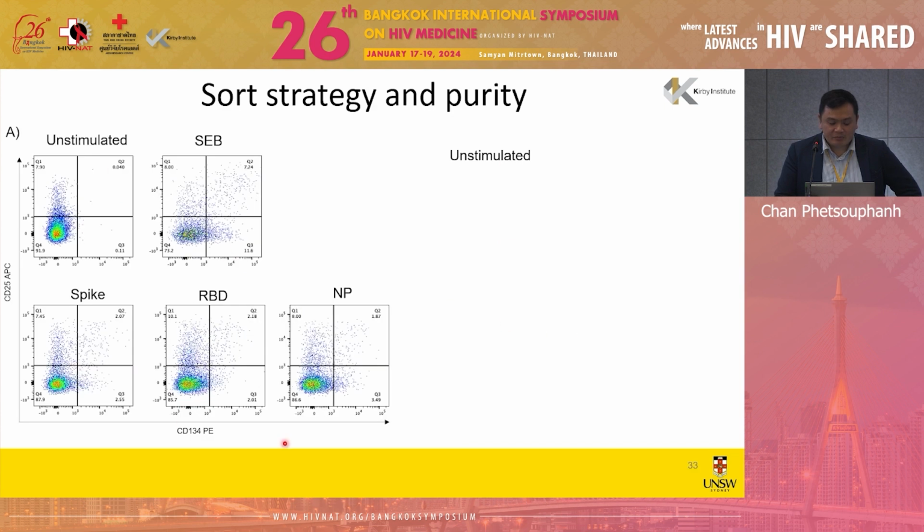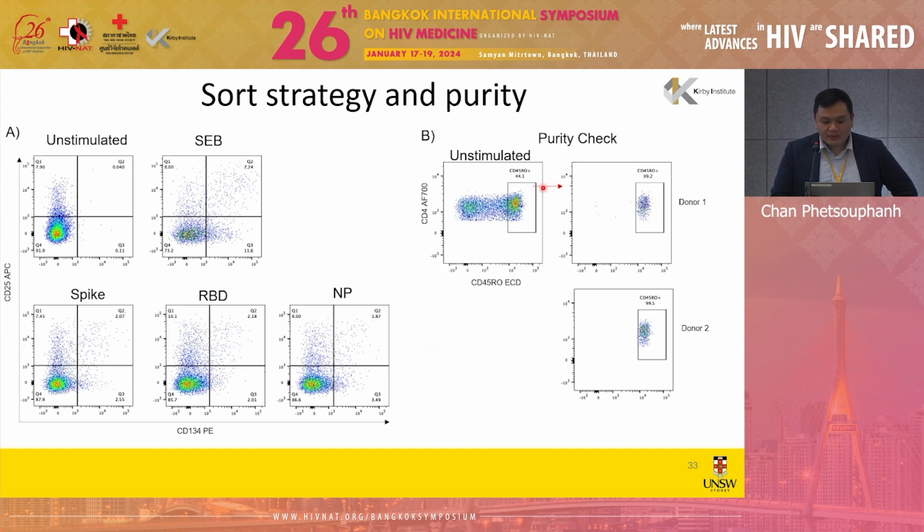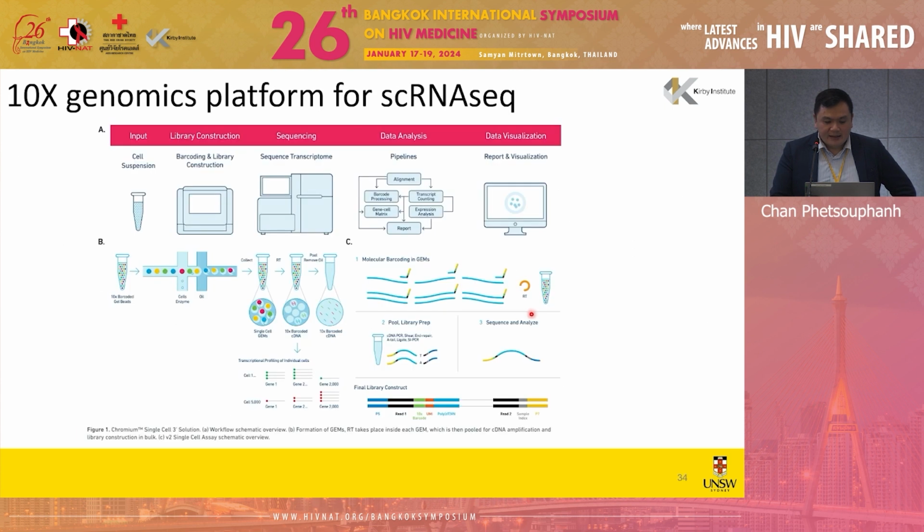And so this is an example of a patient. We did 4 of the antibody high group. We sorted spike-specific, RBD-specific, and nucleocapsid-specific cells in the Q2 quadrant. We also sorted the unstimulated cells using CD45RO ex vivo memory cells as a control population. And this schematic shows you the 10x Genomics platform.